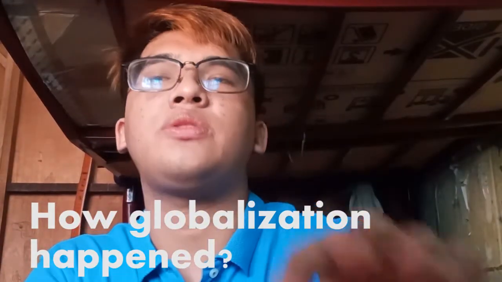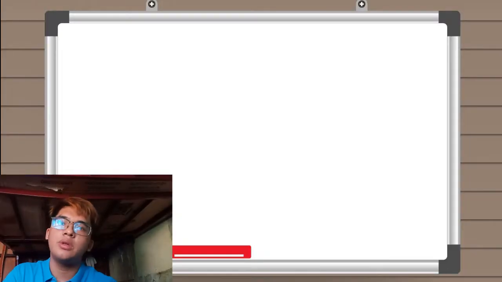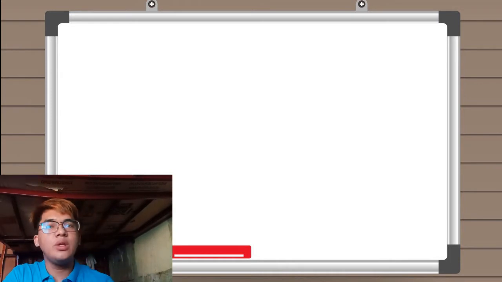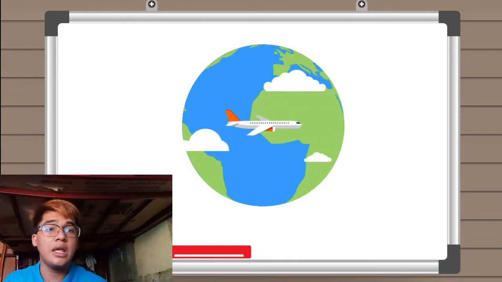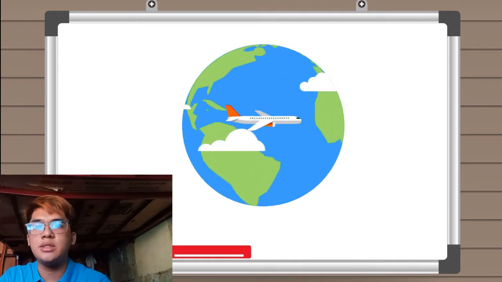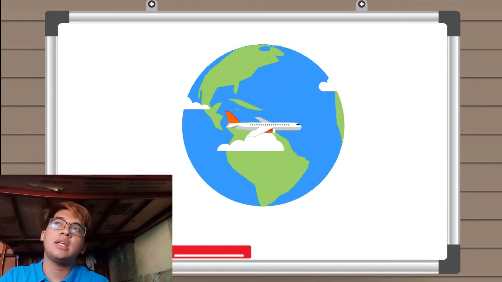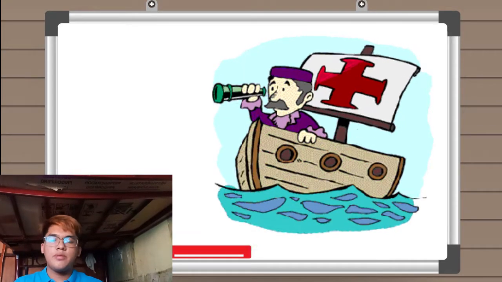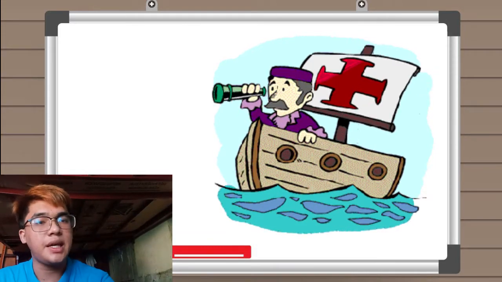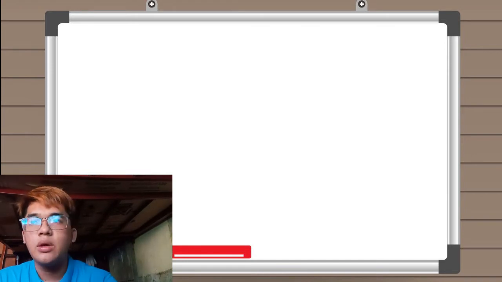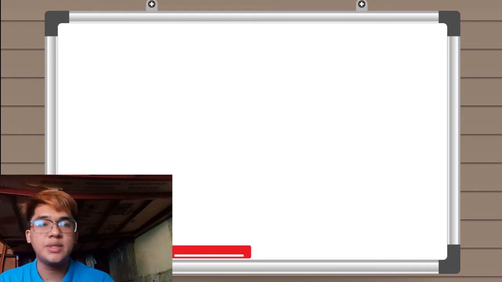Next is how globalization happened. I can only give you an example. The example is the Silk Road, when trade spread rapidly between China and Europe via overland routes. Not only China and Europe began trading from that era; there are many countries that did that. And for example, Spain only wanted to find the Spice Island so they could trade spices. So they wanted the spice while they were crusading.